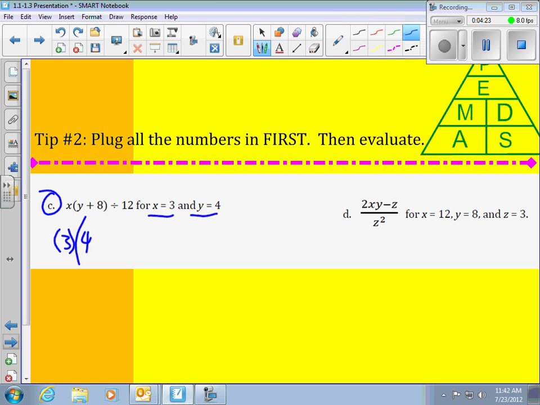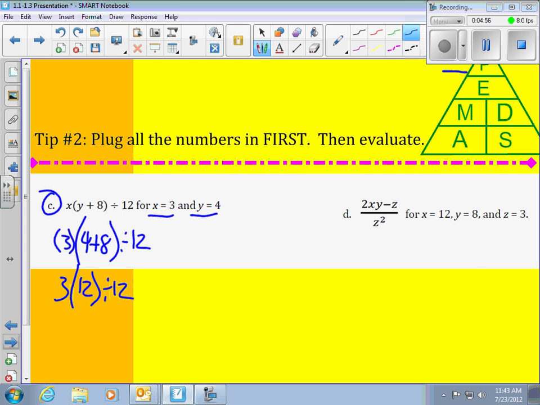Y is 4. I'm not going to put that in parentheses because it's plus 8 inside the parentheses. Divided by 12. And once we get all our numbers in, we can evaluate it. Well, once again, we got parentheses first, our grouping symbols. 4 plus 8 is 12, so it's going to be 3. I can drop my parentheses around the 3. 3 plus 12 divided by 12. Okay, so I got 3 times 12, or I got 12 divided by 12. Which should I do first?